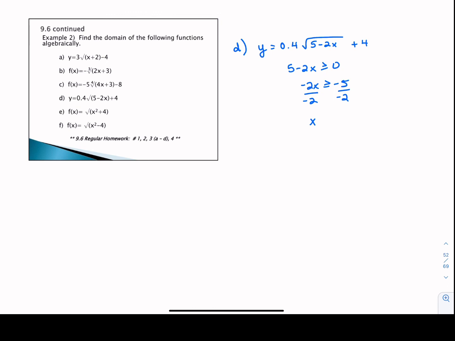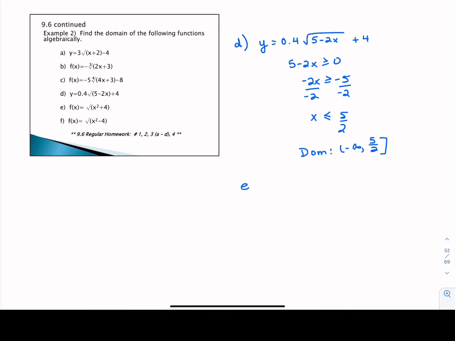So instead of being greater than or equal to, x will now be less than or equal to 5 halves. So when you think about values of x that are smaller than 5 halves, we know our domain must start at negative infinity and continue to 5 over 2, again using a square bracket or being inclusive.